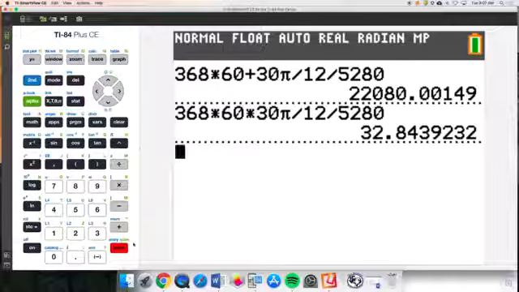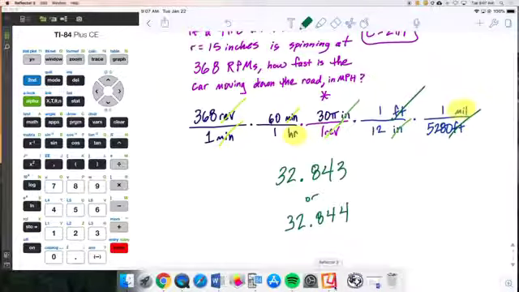So 32.843, right? Or 32.844. Either one of those, 3 decimals, round or truncate. And then what are the units on the end? Miles per hour. So you can either say MIL per HR, that's fine, or you can stylize it MPH. Either way, okay?